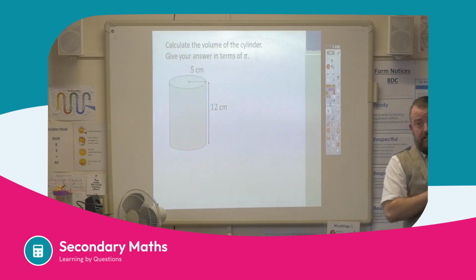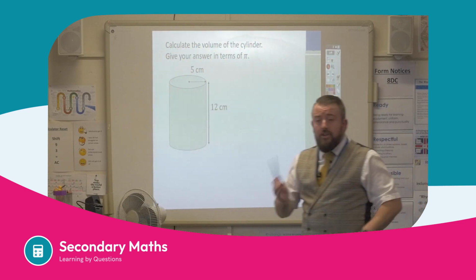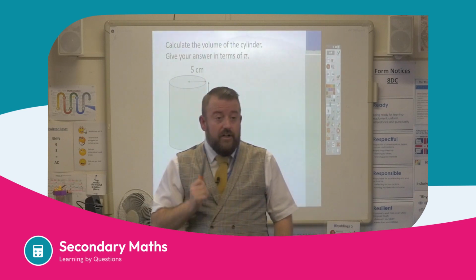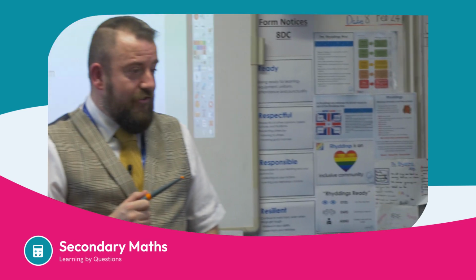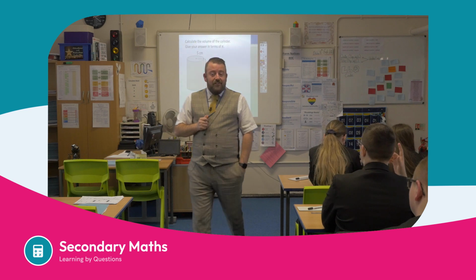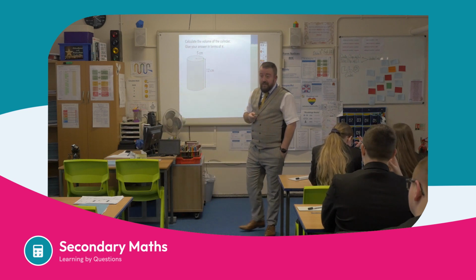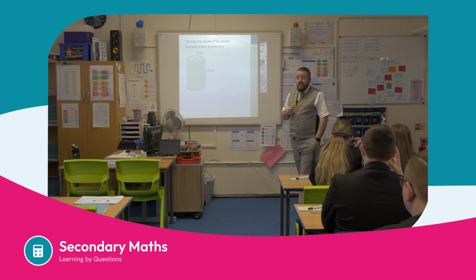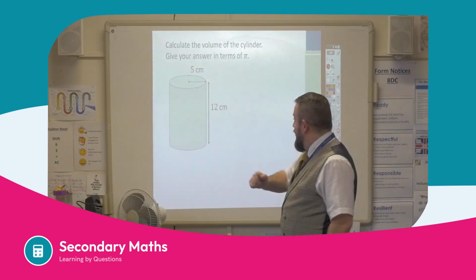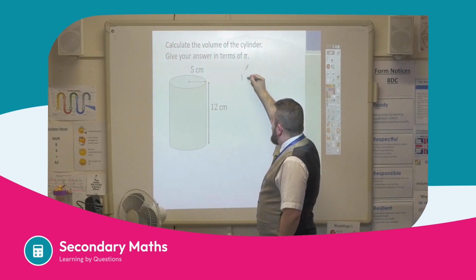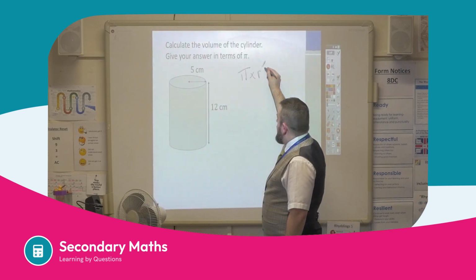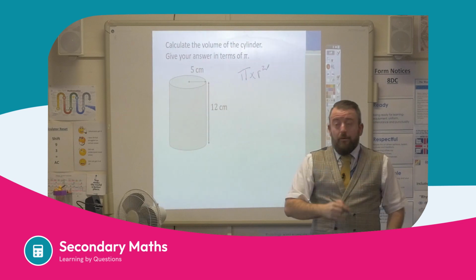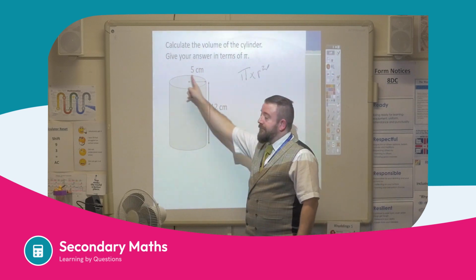So, I have a cylinder here. Calculate the volume of the cylinder, giving your answer in terms of pi. So, show of hands, please. Who knows how to find the area of a circle? Hopefully we all should have our hands up. Refer back to your book to find the area of a circle. Thank you, Fatima. So we use pi times by radius squared. That has found us the area of this circle.